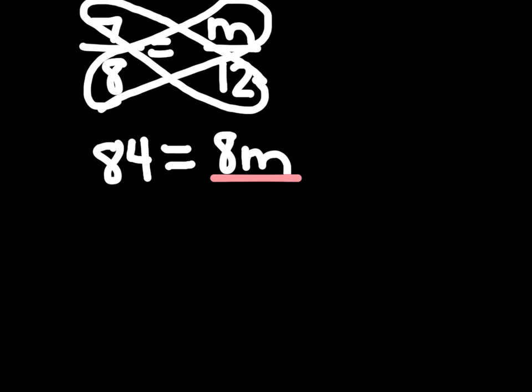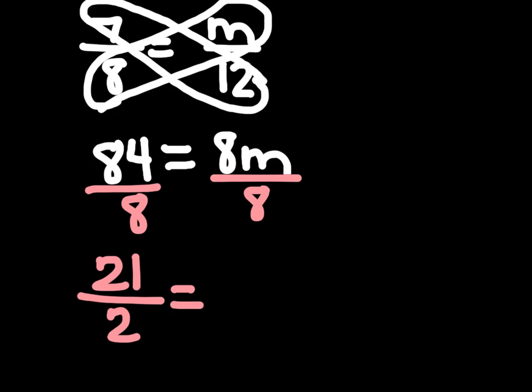And so you would divide both sides by 8 to isolate M. And of course you would simplify that. You divide both by 4, you would get 21 over 2, which is the exact same answer that we had solving it like it was an equation.